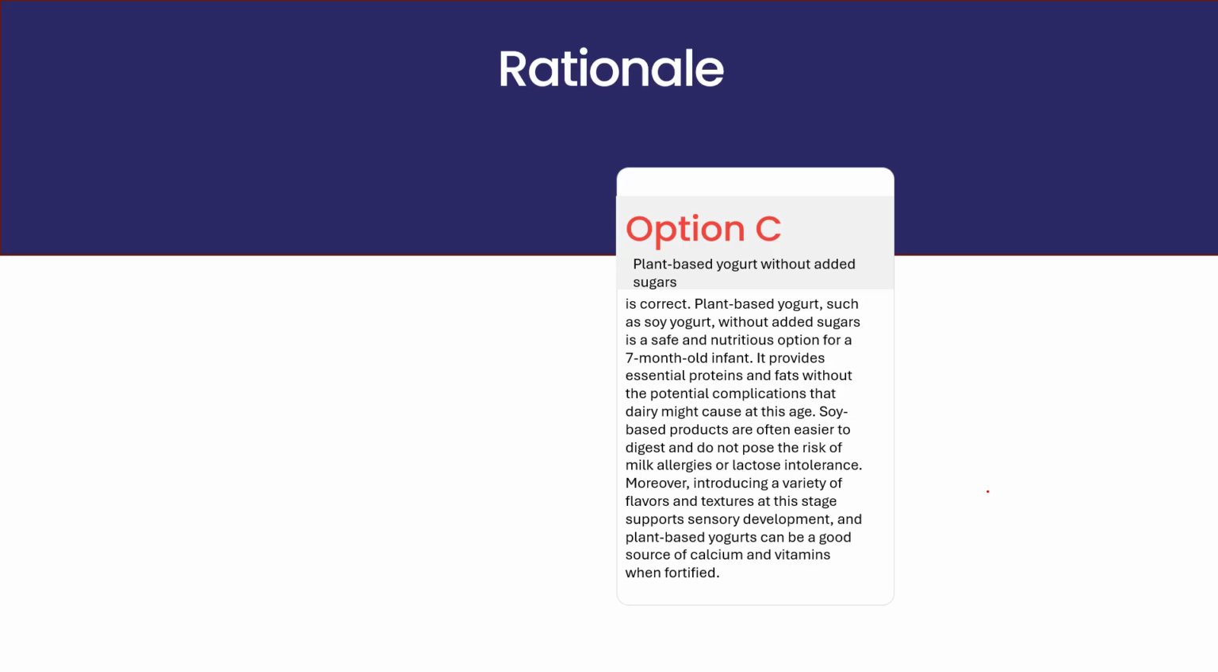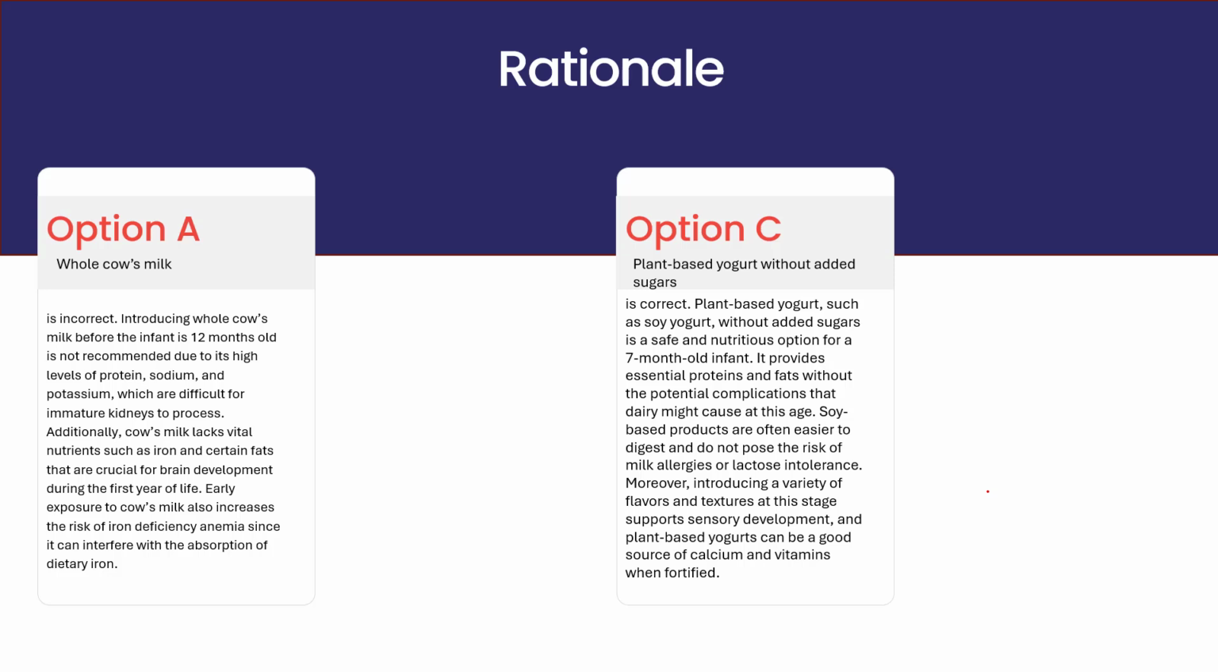A is incorrect. Introducing whole cow's milk before the infant is 12 months old is not recommended due to its high levels of protein, sodium, and potassium, which are difficult for immature kidneys to process. Additionally, cow's milk lacks vital nutrients, such as iron and certain fats, that are crucial for brain development during the first year of life. Early exposure to cow's milk also increases the risk of iron deficiency anemia, since it can interfere with the absorption of dietary iron.